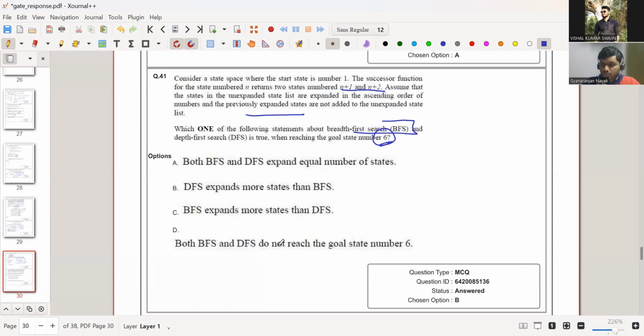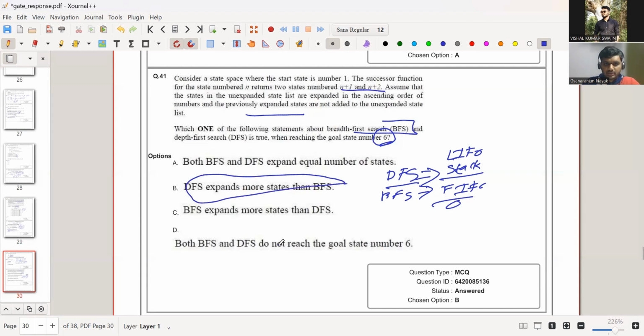So here, DFS means depth first search, BFS means breadth first search. DFS follows a stack, that is last in first out, and BFS follows first in first out, that is a queue. So here you notice for finding number 6, DFS expanded more states than BFS. So option B is correct.